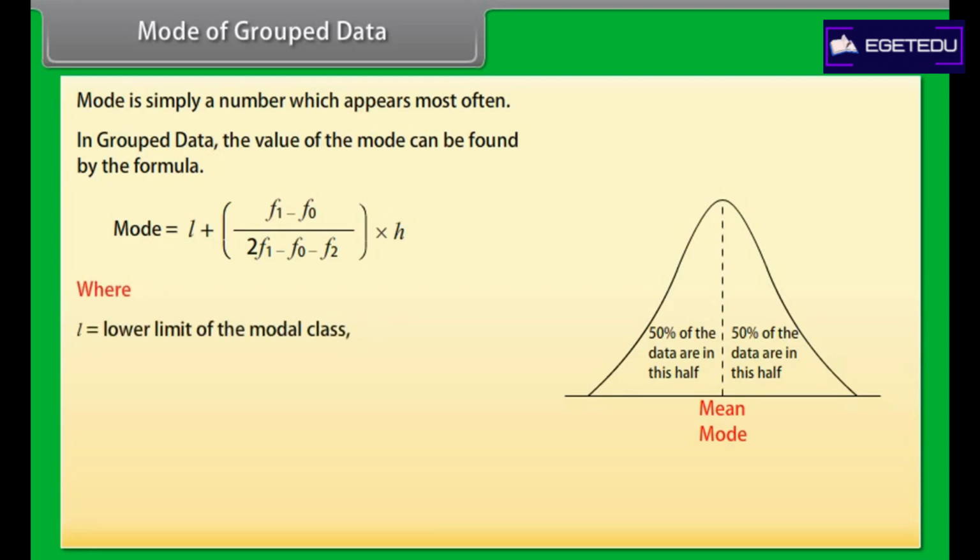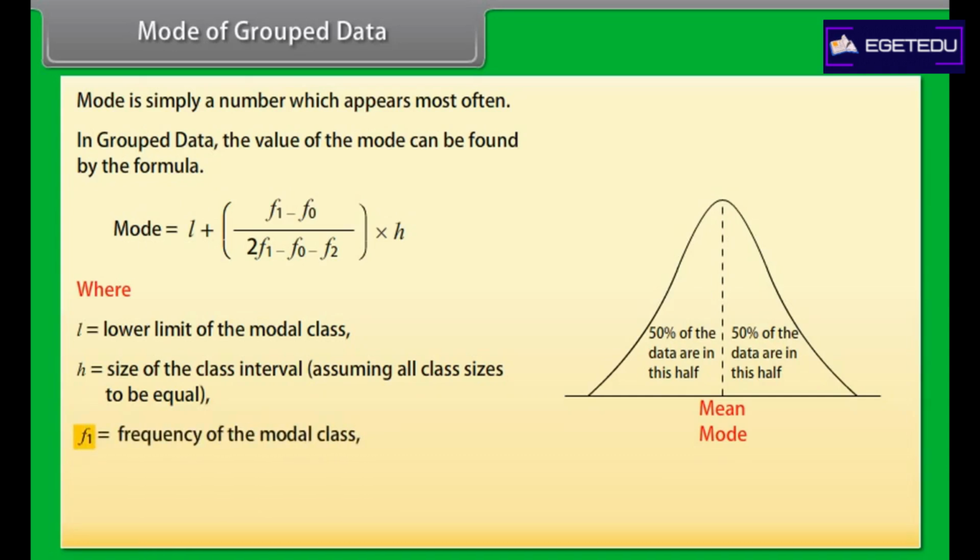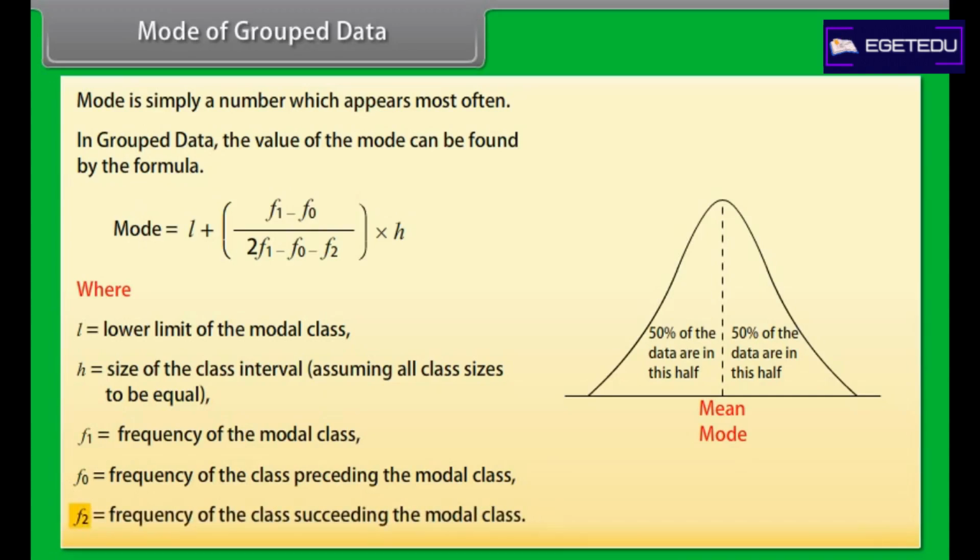equal to lower limit of the modal class, H is equal to size of the class interval, assuming all class sizes to be equal. F1 equals frequency of the modal class. F0 is equal to frequency of the class preceding the modal class. F2 is equal to frequency of the class succeeding the modal class. Example. Find the mode of the given data.